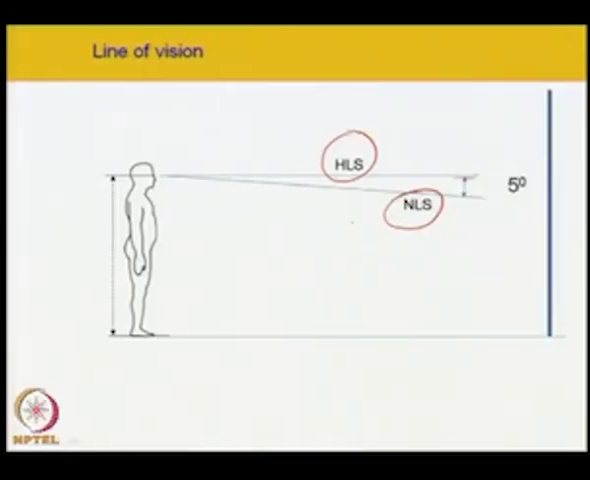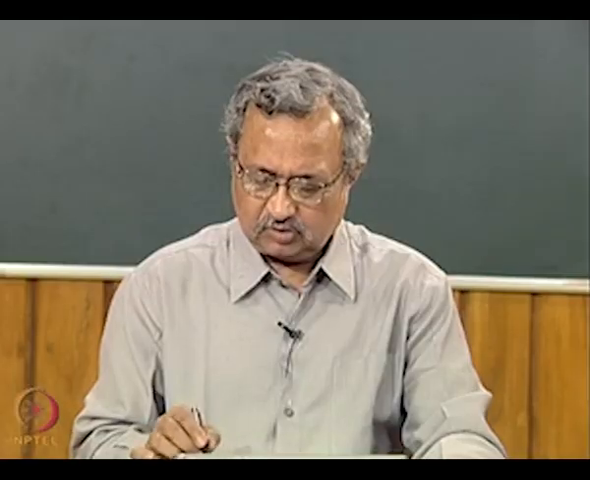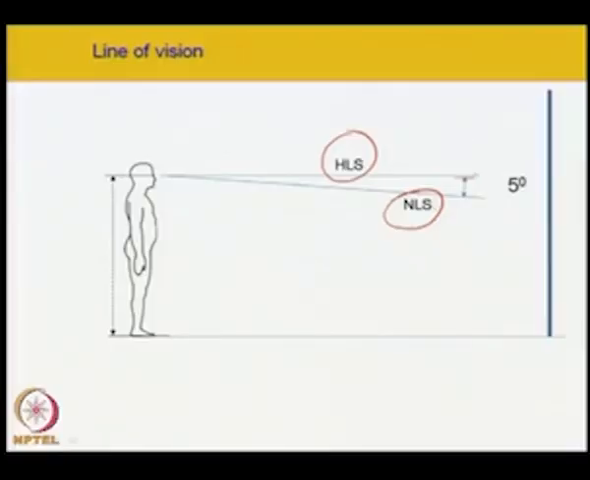So, if we can keep all the important visual items at our eye height level, it should be below 5 degrees, that is the normal line of sight.